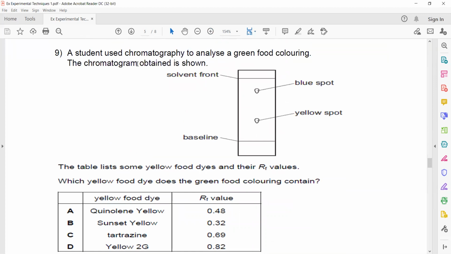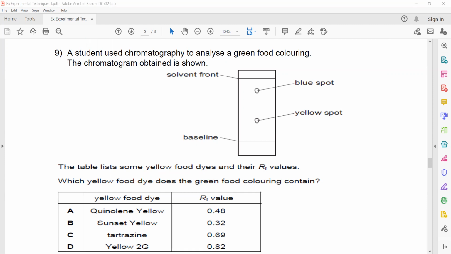In question 9, a student used chromatography to analyze a green food coloring. The chromatogram obtained is shown, and the table lists some yellow food dyes and their RF values. Which yellow food dye does the green food coloring contain? So there is a blue spot and there is a yellow spot. So how can we work this out?